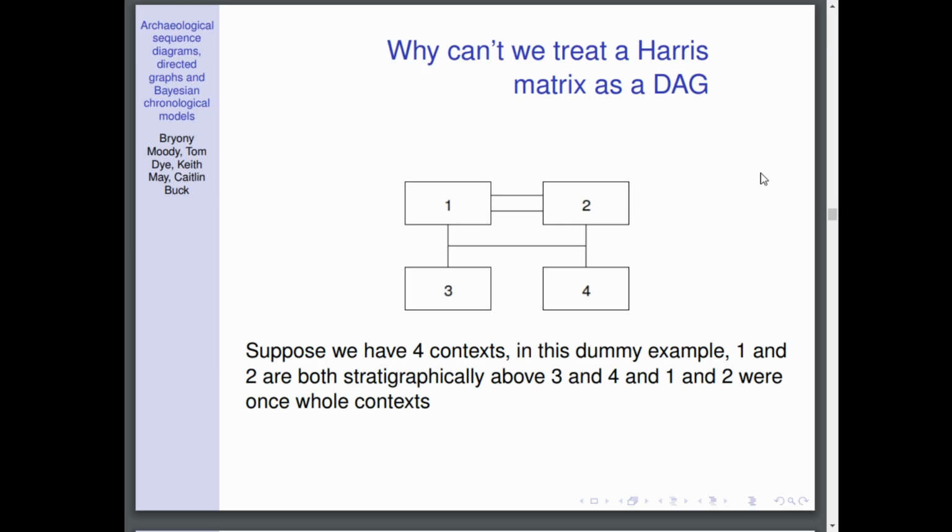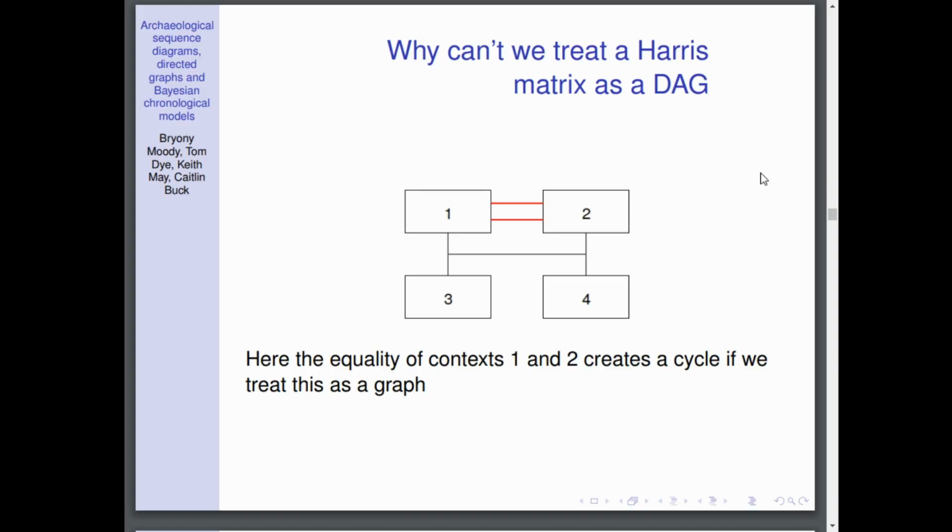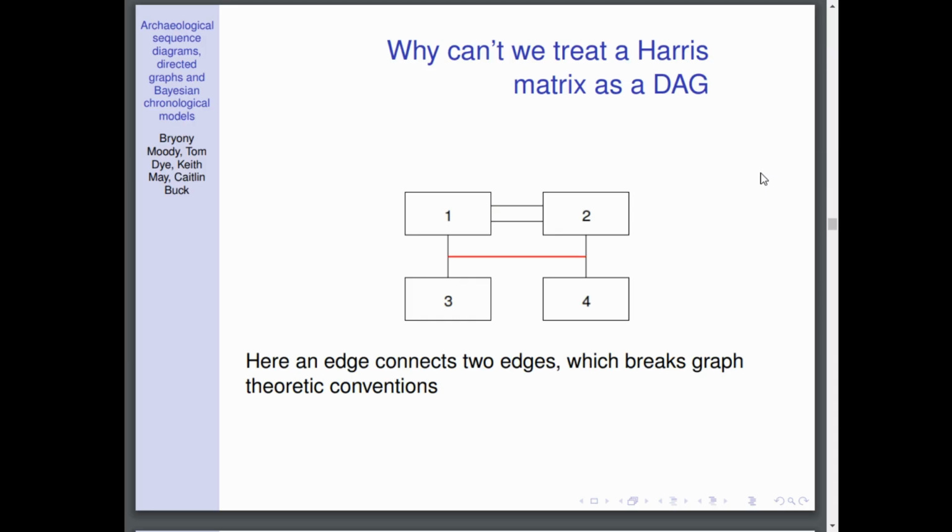We have two issues here. This equality of the context between 1 and 2 creates a cycle, particularly because it's horizontal, so you haven't got this ordering. So you're essentially getting this temporal cycle that we don't want. Another issue here is that we have an edge connecting two other edges, and this breaks graph theoretic conventions. For the human eye, you might be able to interpret it, but in mathematical graph theory, it doesn't really mean anything.